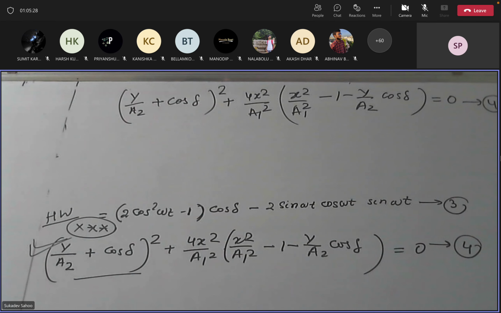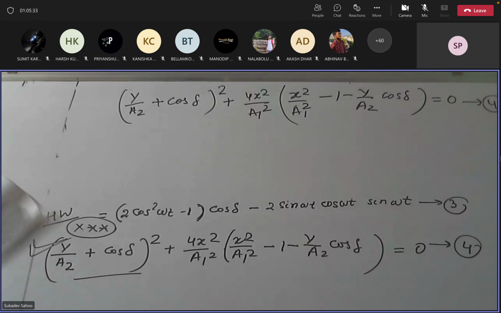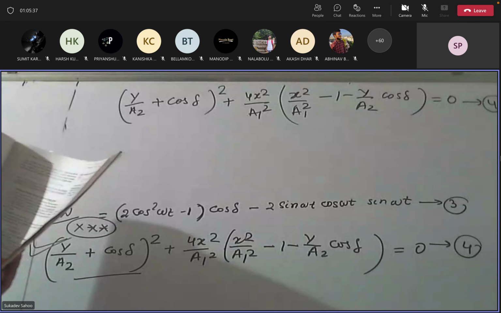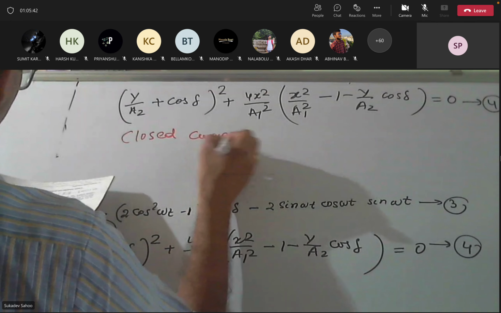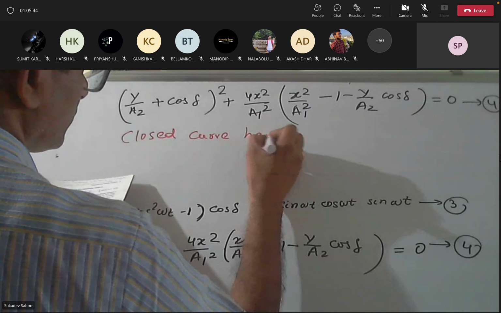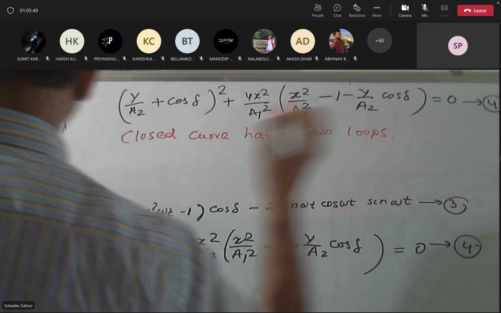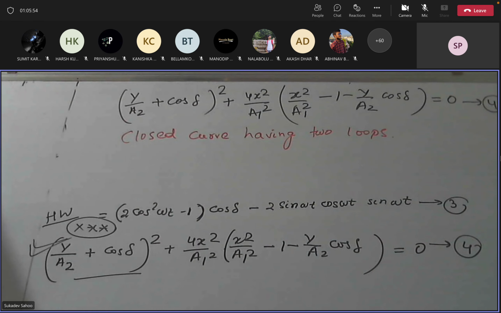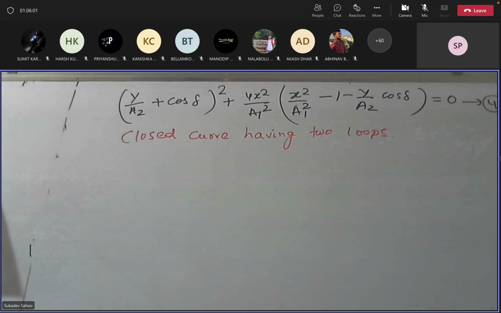This is a 4th degree equation. This equation represents a closed curve having 2 loops. Now this is the general equation. Like our previous case, we will take this equation number 4 as the general equation of motion.